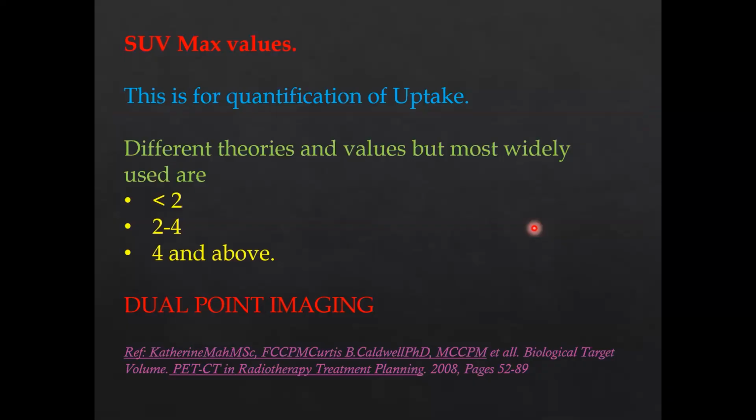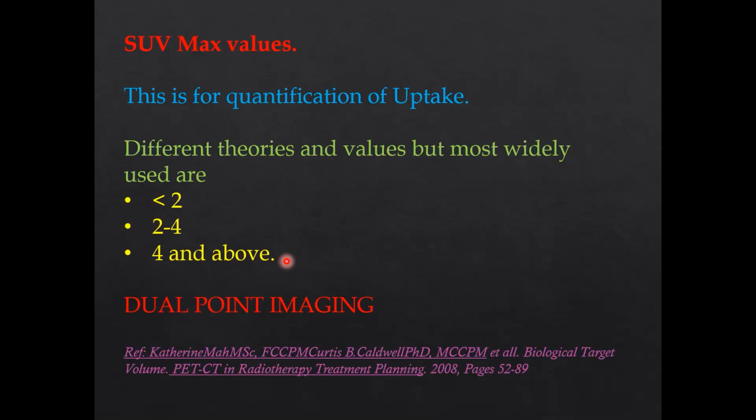Now, before showing the cases, how is the uptake in the PET being quantified? So it is based on the SUV max values, that is standardized uptake values, max values. So this is for the quantification of uptake, and different theories and values are there, but most widely used is less than 2 is most likely benign, 2 to 4 is borderline, it can be low grade tumors, low grade infections. 4 and above is consistent with a high grade activity of malignant tumors.